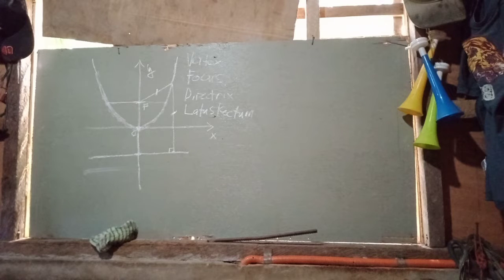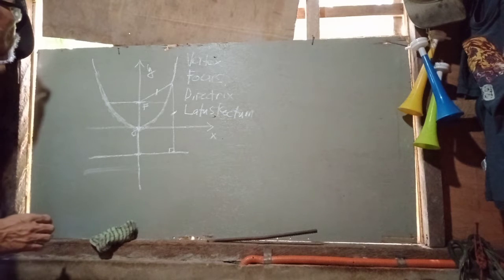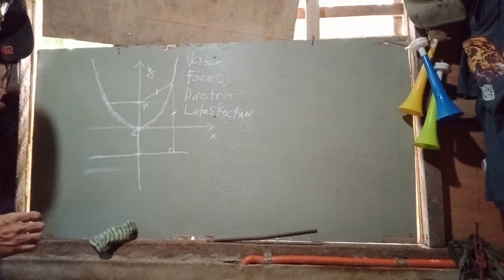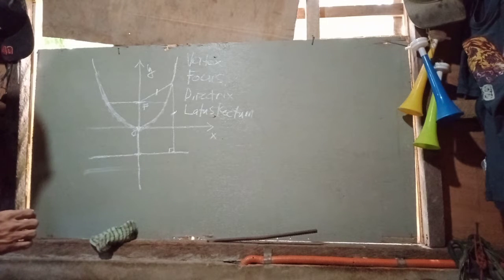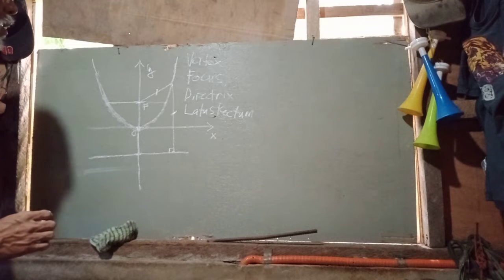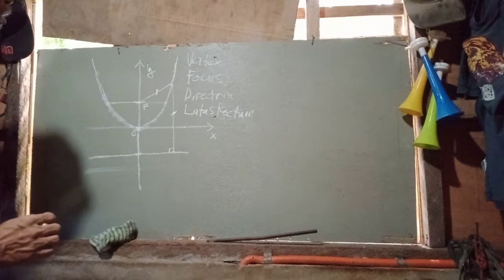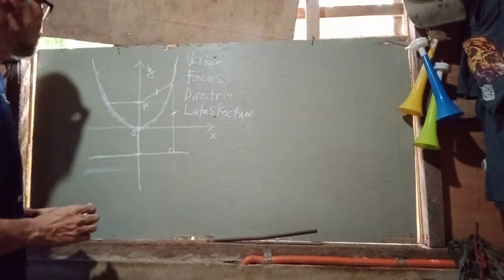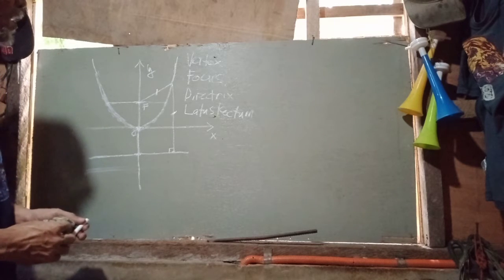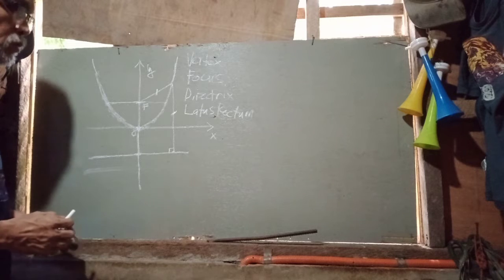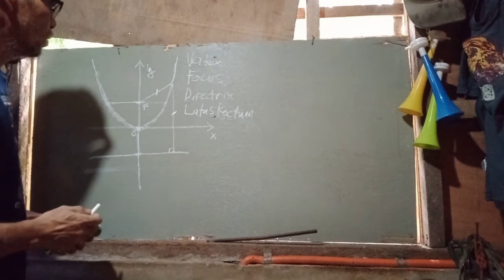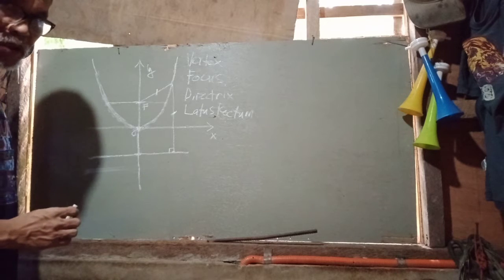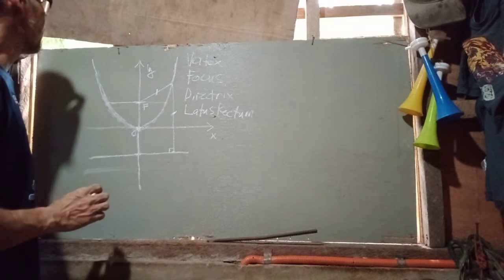Okay, I think all the important parts of the parabola are already mentioned. And I think you can identify where they are when we talk about vertex, focus, directrix, latus rectum. So now we are going to find the relation between the y and the x, which is the equation of the parabola itself.